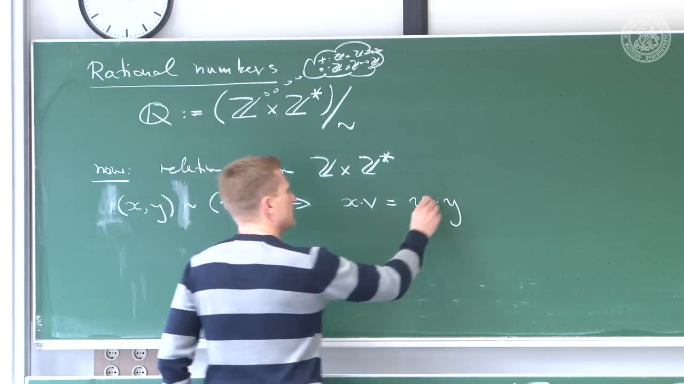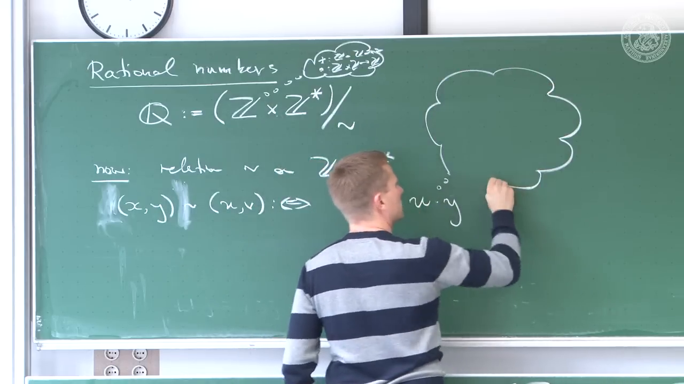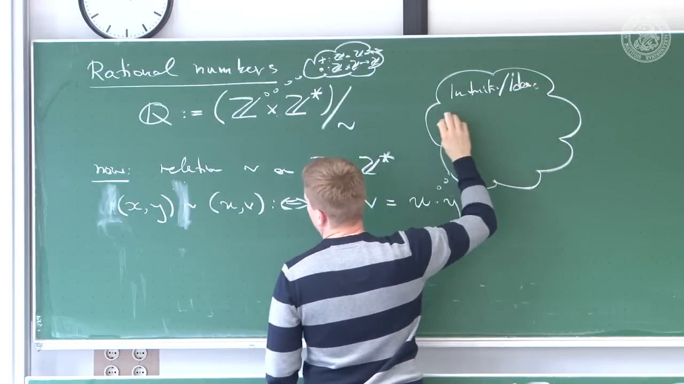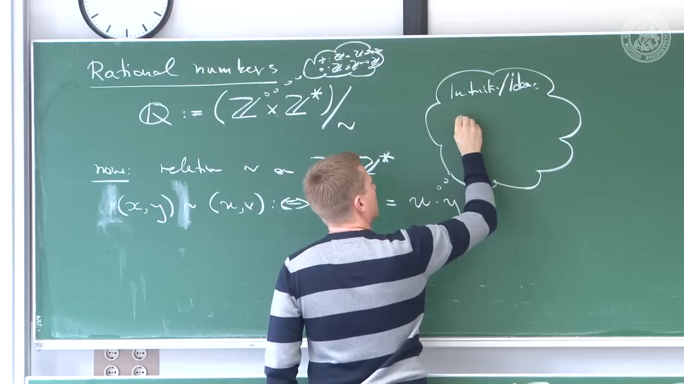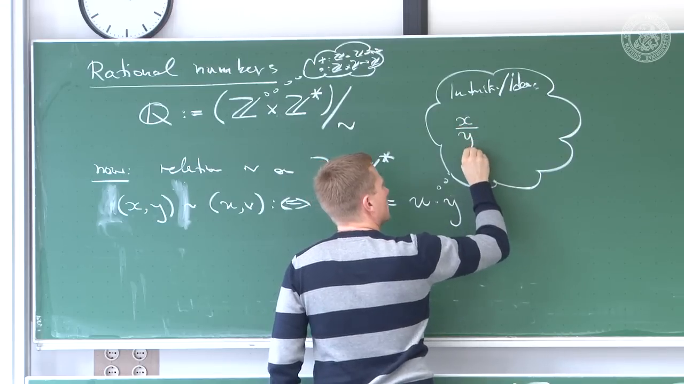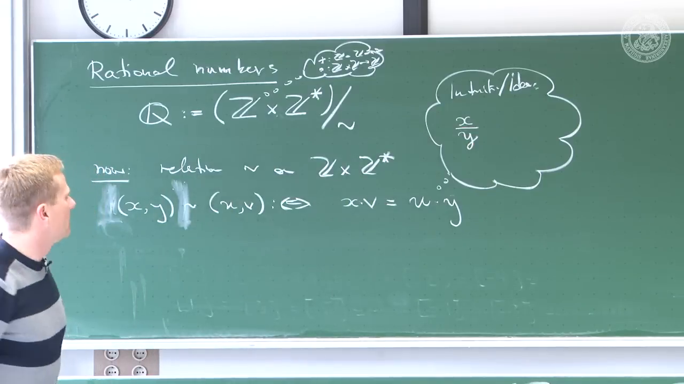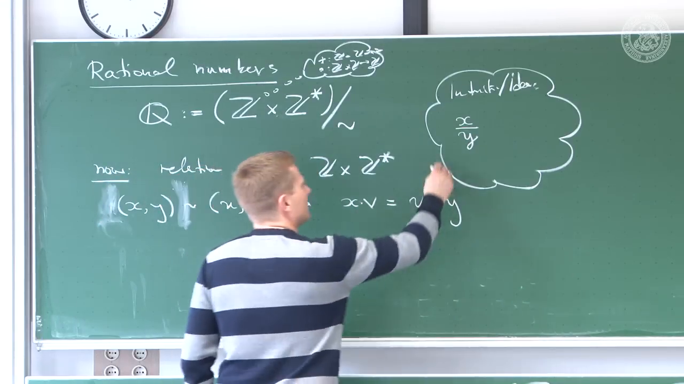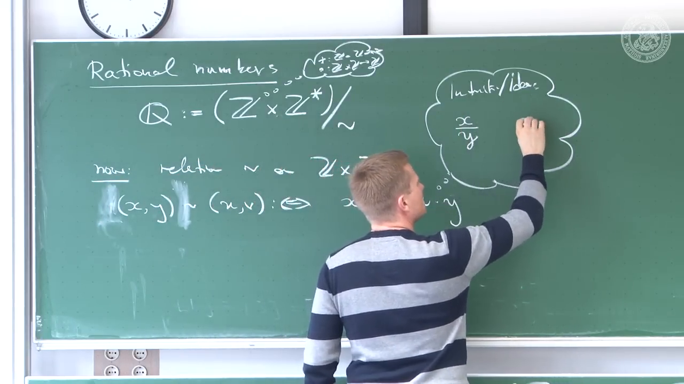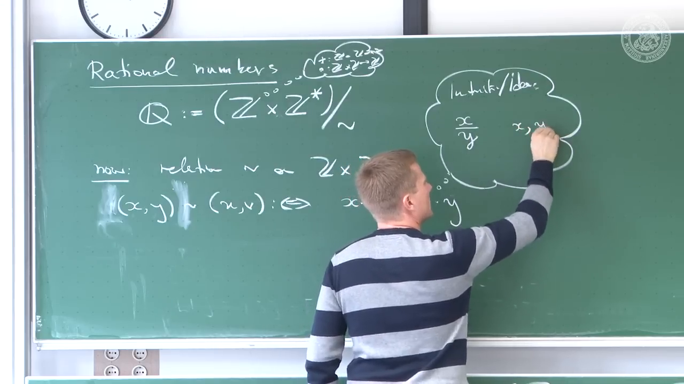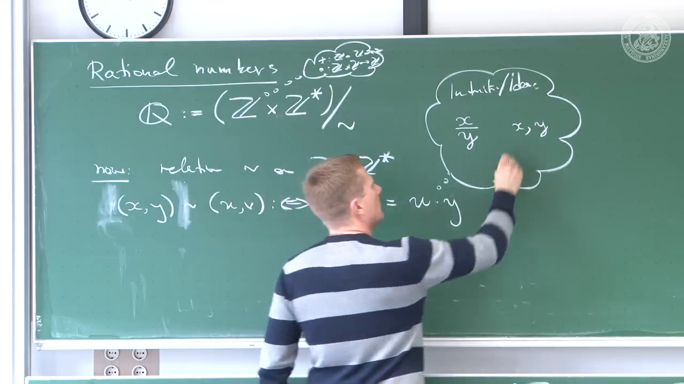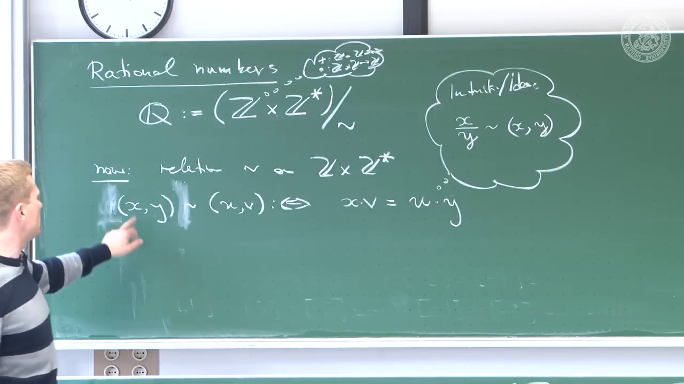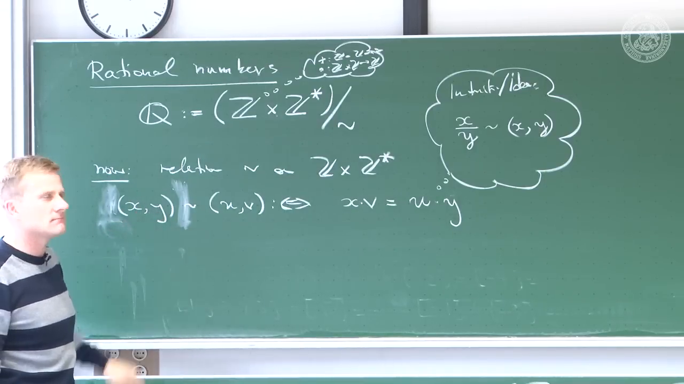And the idea behind this, that's the intuition, is that if in elementary school we write x over y, this fraction thing here morphs into a comma, and the x and the y stand on the left and the right of the comma. And we would like to identify the fraction with this pair. So this is numerator, denominator.